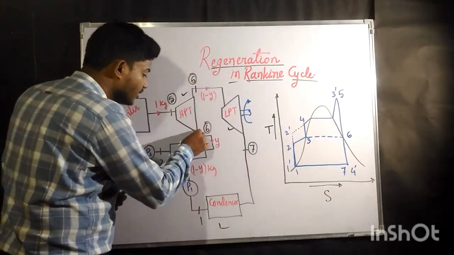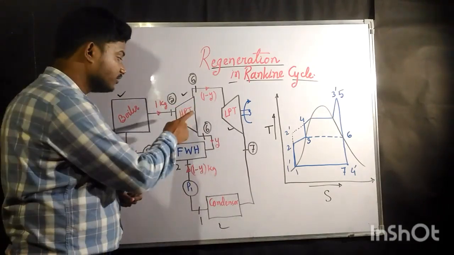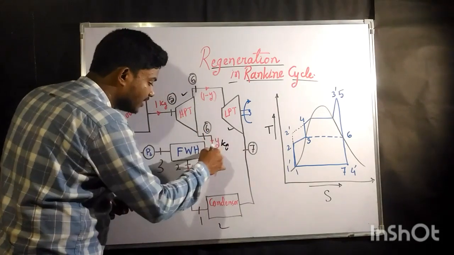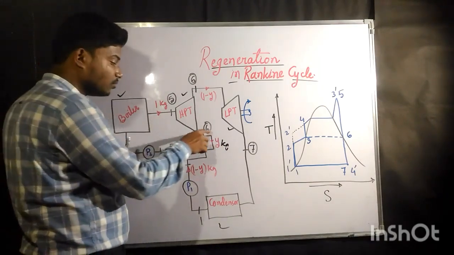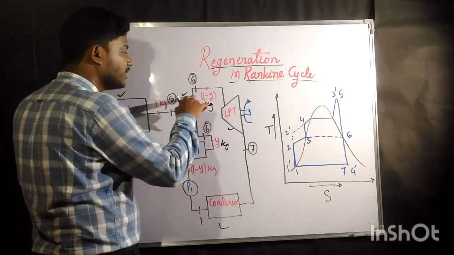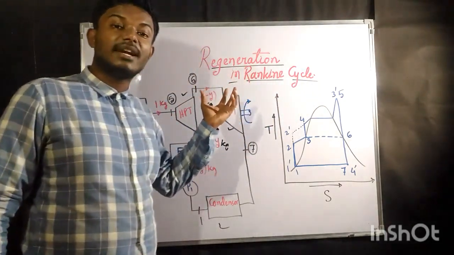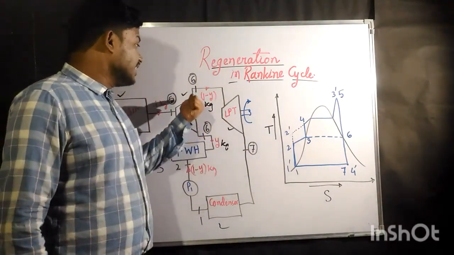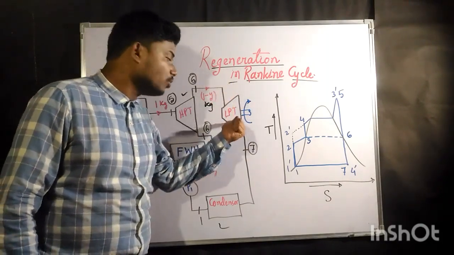After the high pressure turbine, an amount of the steam that has been expanded out of the turbine, suppose y kg of steam, has been taken out. The remaining, at first it was 1 kg, so when y kg has come out, the remaining is 1 minus y kg. This is nothing but another part of the expanded steam from the high pressure turbine, and that 1 minus y kg of steam is now passed through the low pressure turbine.